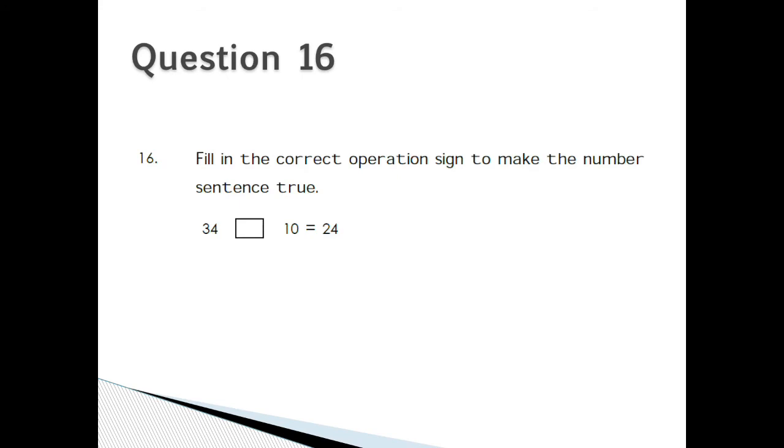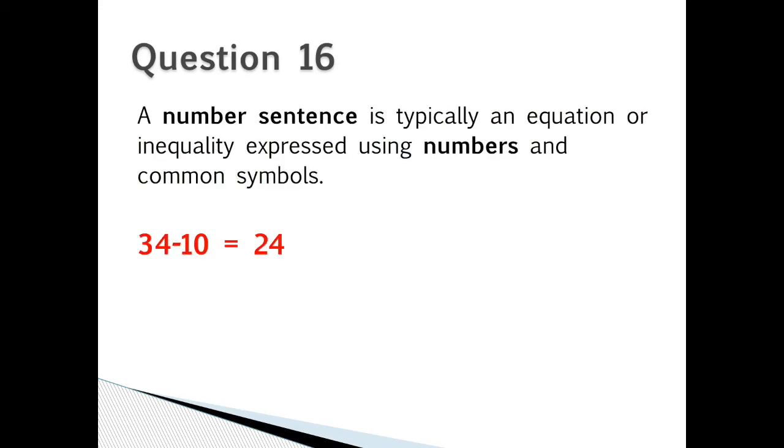Fill in the correct operation sign to make the number sentence true. 34 and 10 is equal to 24. Question 16. A number sentence is typically an equation or inequality expressed using numbers and common symbols. 34 minus 10 is equal to 24.